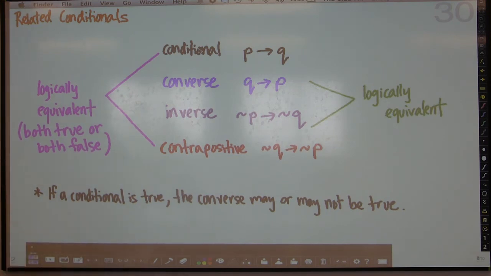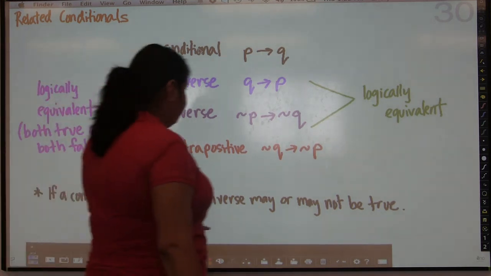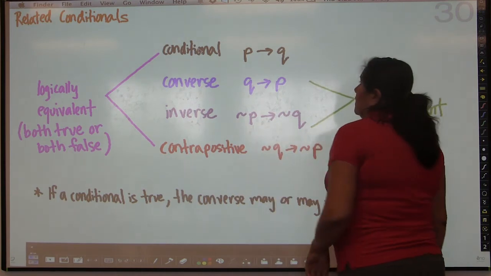All right? Related conditionals are basically a series of writing things backwards and with nots. And I don't mean knots, K-N-O-T-S, I mean not, N-O-T. We talked about this in the last lesson. That little symbol means not.